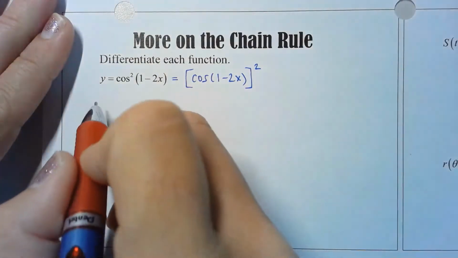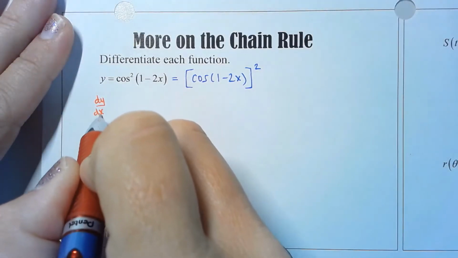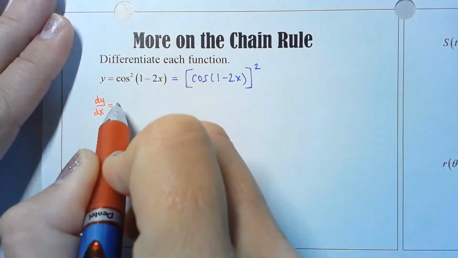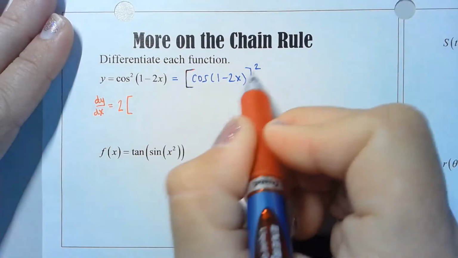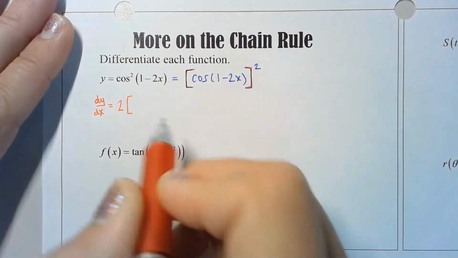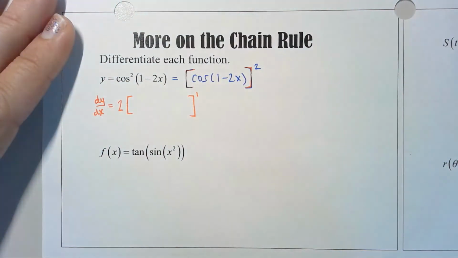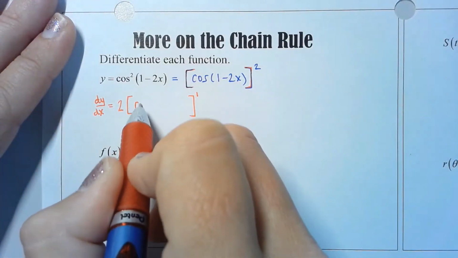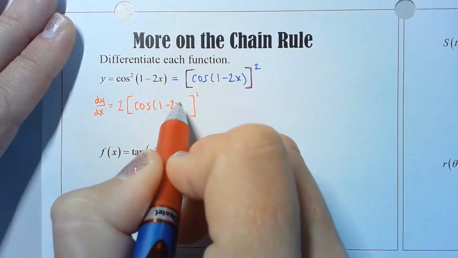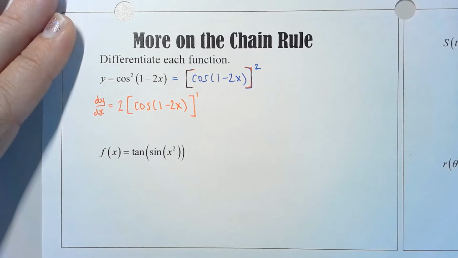Remember, we start on the outside. So dy dx equals the 2 comes down, right? That's what's on the outside. That's my big set of parentheses. The 2 comes down, subtract 1 from the exponent. I don't know why I just wrote the 1, but I did. The inside, which is the cosine of 1 minus 2x, stays the same. So I just took care of the 2.